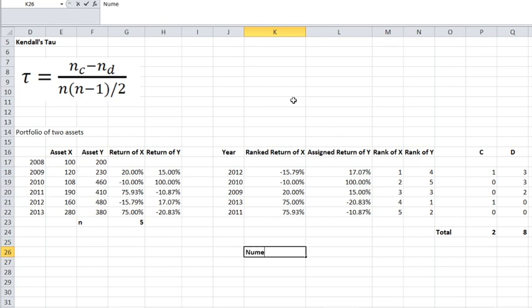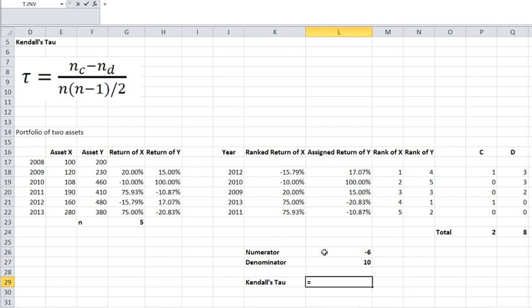So finally, let's get to calculate Kendall's tau. The numerator is the number of concordant pairs minus the number of discordant pairs, which is 2 minus 8. Our numerator is negative 6. Denominator is n times n minus 1 divided by 2, and n in our case is 5. So it's 5 times 5 minus 1 divided by 2.